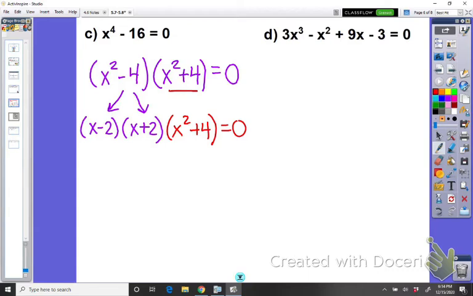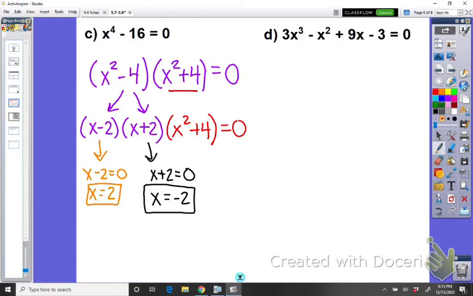Now we have to set each part equal to 0 and solve. So the first part, x minus 2 equals 0. You add the 2 over, you get a solution of x equals 2. The middle section, x plus 2 equals 0. If you subtract 2, you get x equals negative 2.